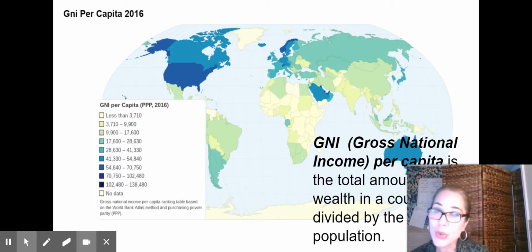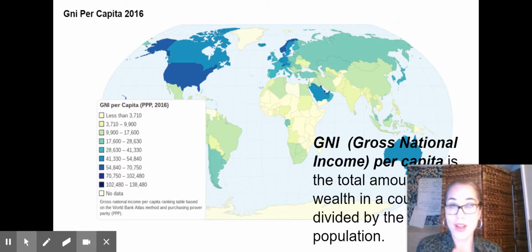Where in the world, according to this map, do you see the highest level of wealth? Where do you see the lowest level of wealth?